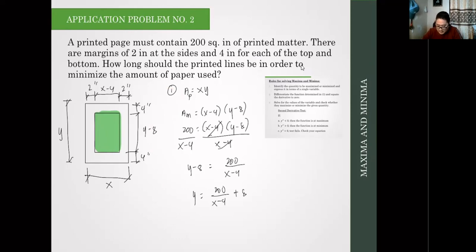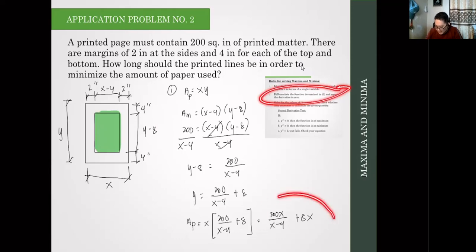Okay? So, substituting, AP is equals to x times 200 over x minus 4 plus 8. Okay? Simplify natin. This will be 200x over x minus 4 plus 8x. So, para dun sa number 1, ito na yung kailangan natin na equation. Okay? Next, number 2. Sa number 2 is kailangan natin siyang i-derive. Ito ang de-derive natin.